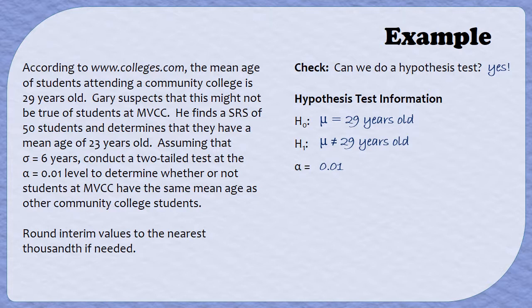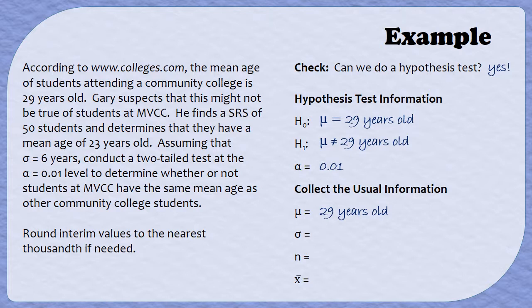Next, we're going to collect all the other information and just kind of list it out so it's easy for us to reference. So the usual suspects, the usual information to collect are going to be the population mean, the population standard deviation, the sample size, and our sample mean. Now, the population mean you can either pull from the paragraph. It will also be the same as our null hypothesis.